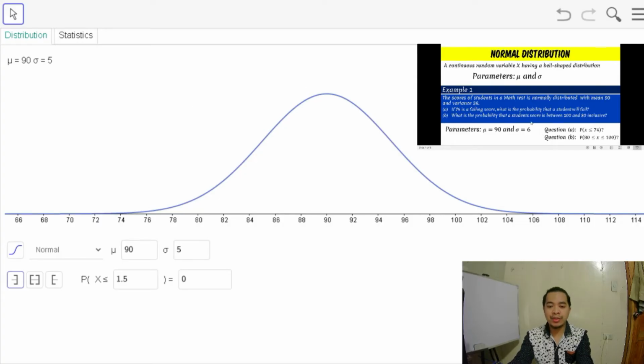So how do we answer this problem using GeoGebra? It's really easy. We need to specify the parameters first. I think we have 90 in our GeoGebra, so we do not want to change this one. But for the standard deviation, we're going to change it to 6. And then we change the values here. We are looking for the probability that x is less than or equal to 74. We are on the correct button. It's this button, but we have to change 1.5 to 74, and it automatically gives us the probability.